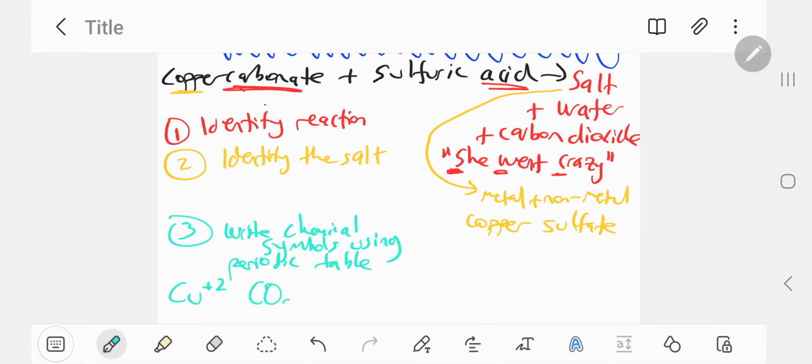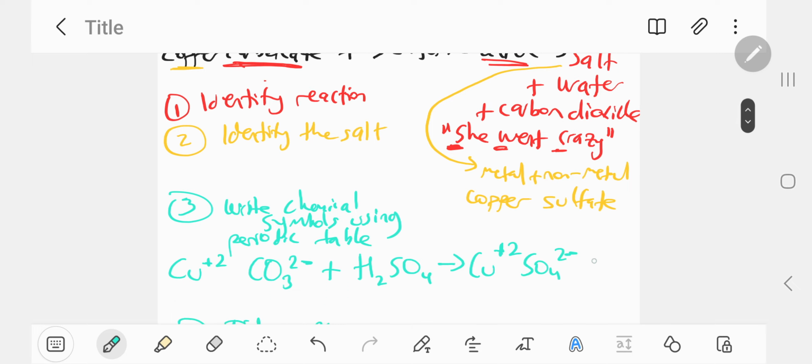Carbonate is a polyatomic ion. It's got a charge of -2. Need to memorize that. Plus sulfuric acid is H2SO4. You have to commit that to memory. Makes copper sulfate, which is the salt. Copper is Cu. We're going to use +2 valency. Sulfate is SO4 2-. You have to memorize that, polyatomic ion. Plus water, H2O, plus carbon dioxide, CO2.